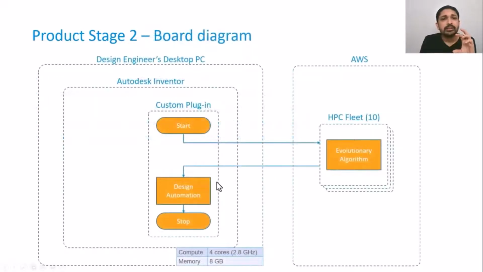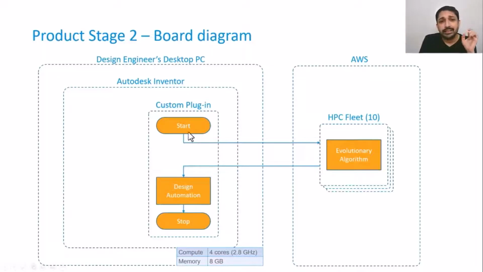Right. So the board diagram changes like this. Instead of starting the optimization workload computation on the same computer itself, we now have the design engineer's desktop PC on the left, and we have AWS cloud on the right. You can say AWS or Azure or any other cloud service.